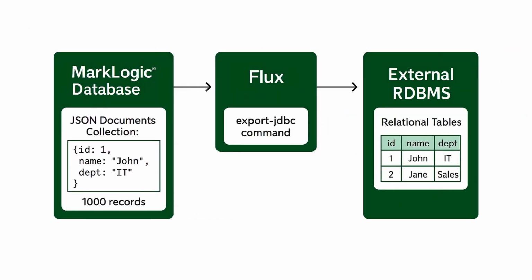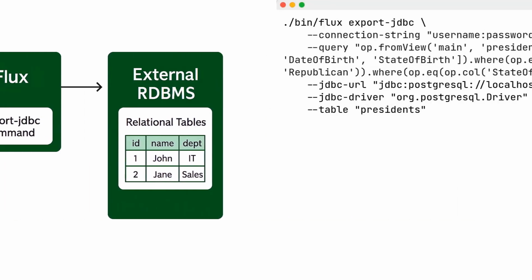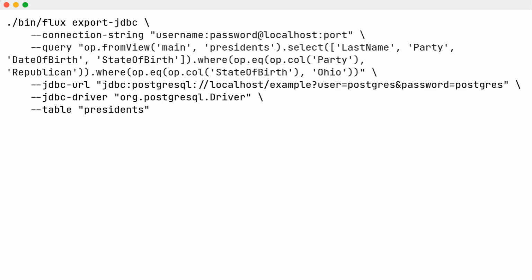I can also use MarkLogic Flux to export data to rows in an external database table. This is useful to access data in a traditional relational database. To export rows to a database, add the JDBC jar file to your Flux installation. Once the database's JDBC driver is installed, you can use the export JDBC command.